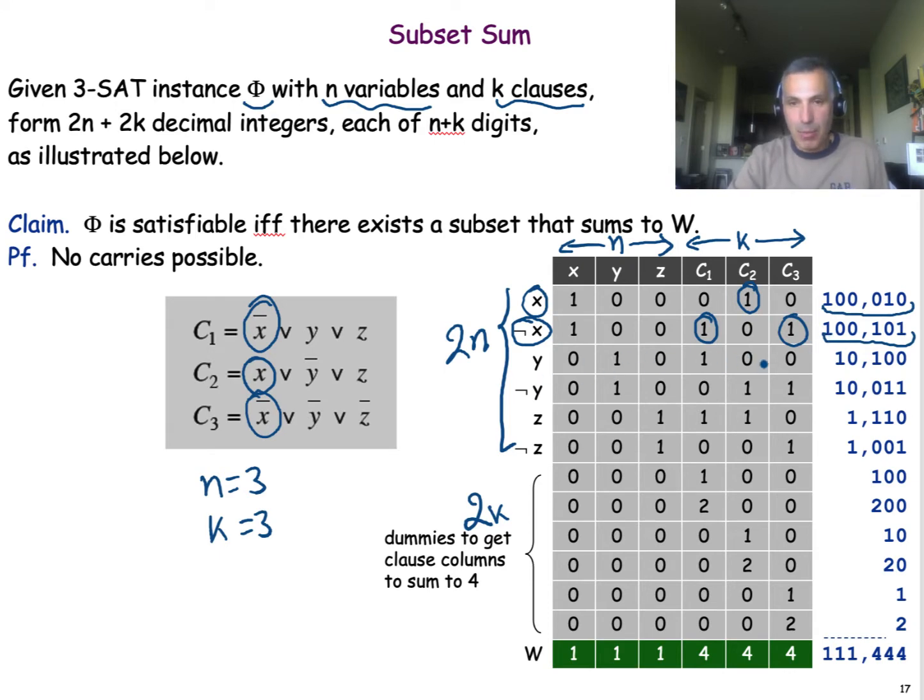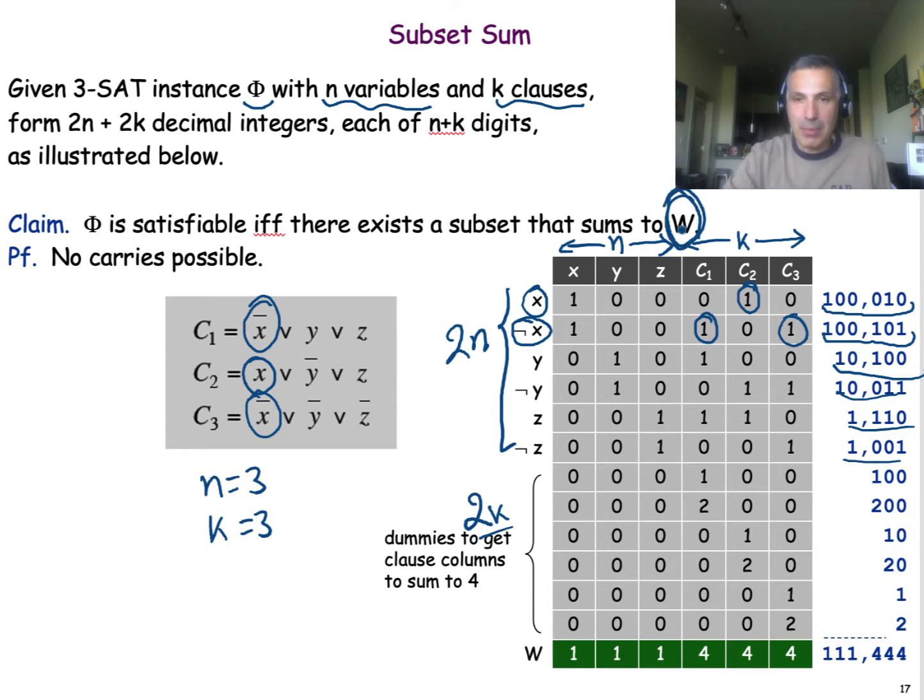Now, in the same way, I will not repeat the whole story, you can get this number, this number, this number, and this number for the variables y and z. The last 2k numbers that we construct have a very clear pattern, as you can see. The first three digits are all zeros. And then in the last three digits, we have 1, 2, 1, 2, and 1, 2. So the numbers are 100, 200, 10, 20, and 1 and 2, right?